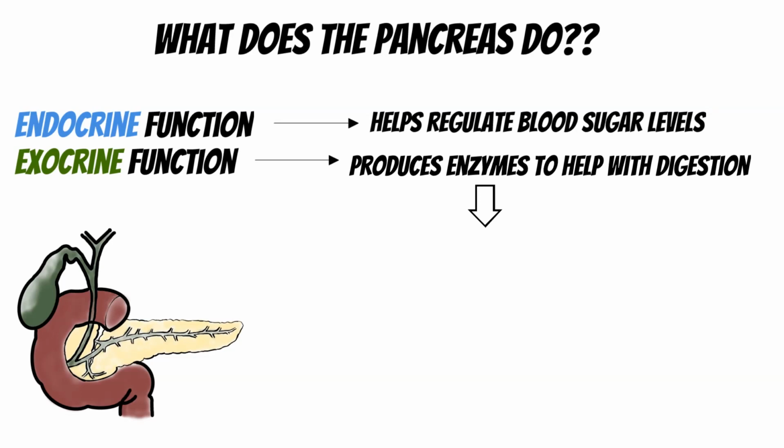We'll make another video on that and the various topics related to diabetes, but that's what the endocrine side does. And the exocrine side, which is what we're more concerned about in this video, aids in digestion. So it produces enzymes to help with digestion of food. One of these enzymes is called amylase. This is a digestive enzyme that helps digest carbs.